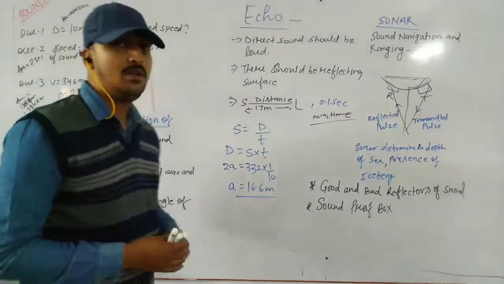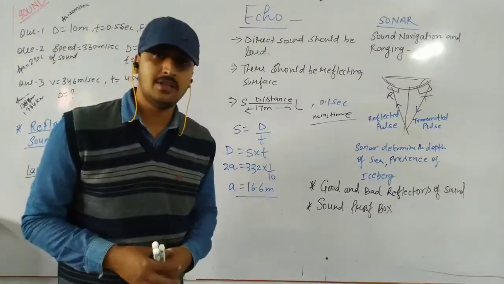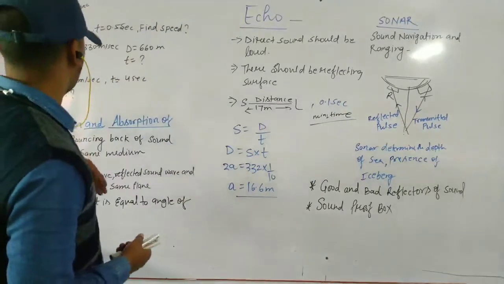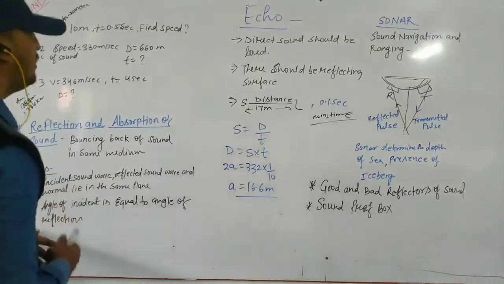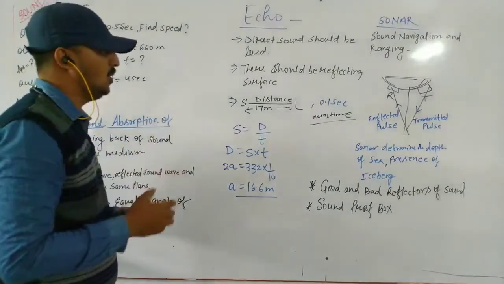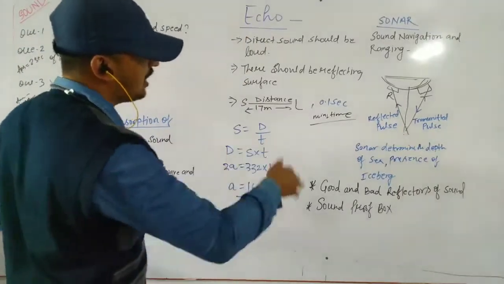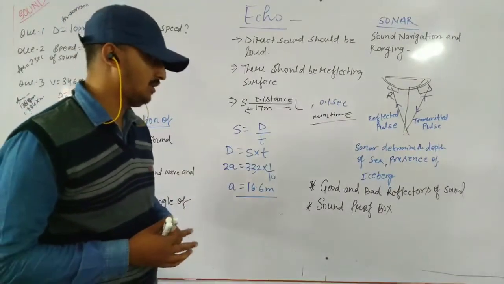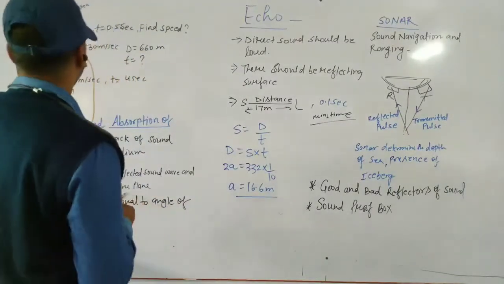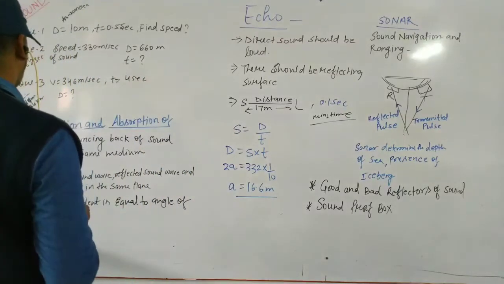about the sound. Today we will discuss some more topics related with sound. We will discuss some numerical problems, then about the reflection and absorption of sound. Then we will discuss about the echo, then what is sonar, and how can we make a soundproof box. So one by one we shall start. First of all, we shall start with few numerical problems.